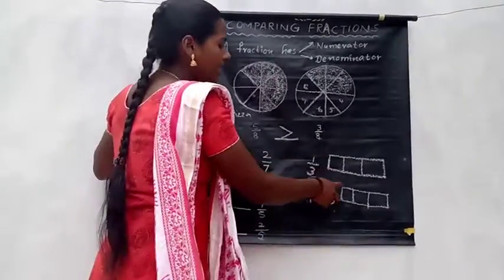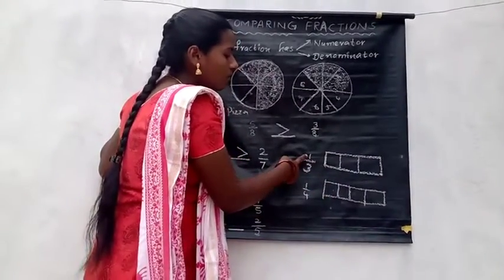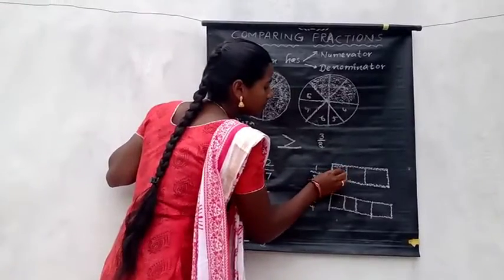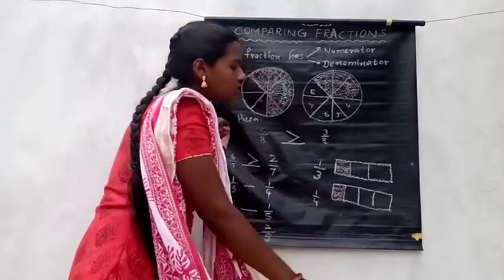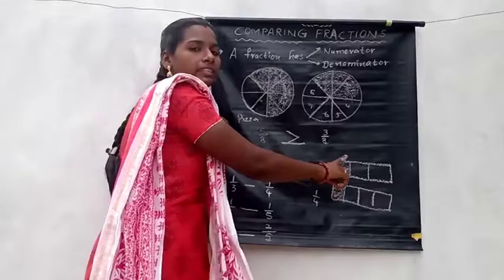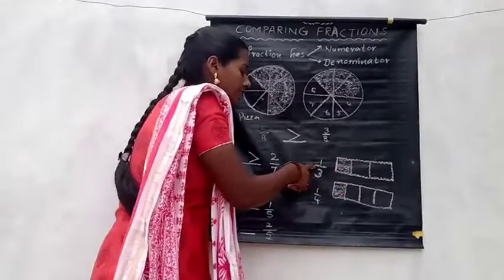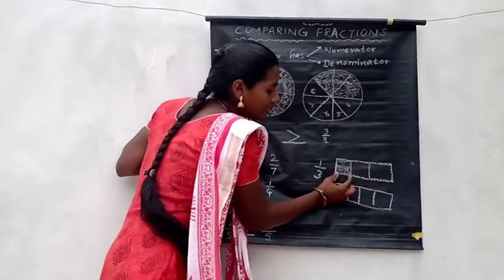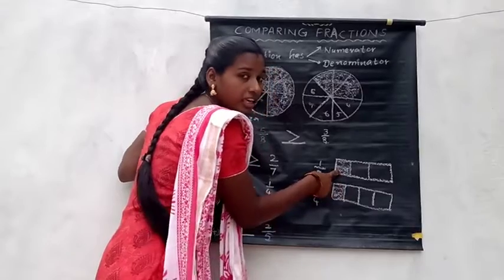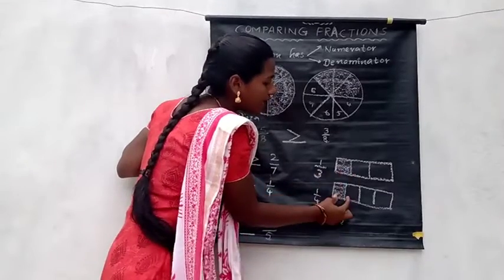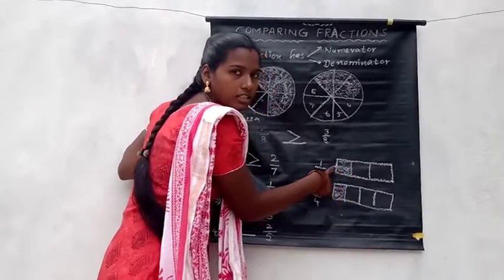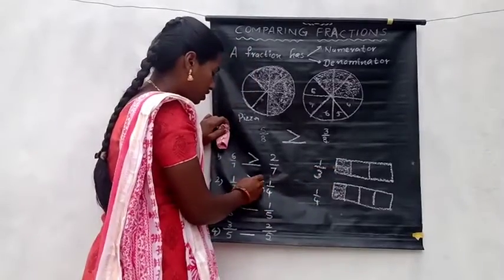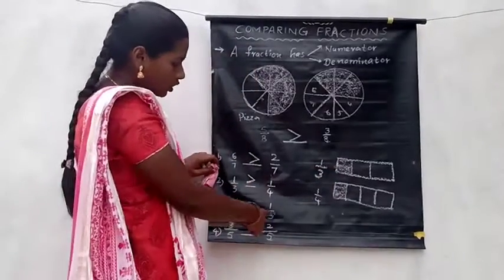So here 1 by 3 and 1 by 4. Here 1 part means this much. So in these two fractions, which is the greater one? This is the greater one because a little bit more is there. Here we have taken a little bit more than this fraction. So this is the greater fraction. Next, this is also a unit fraction.